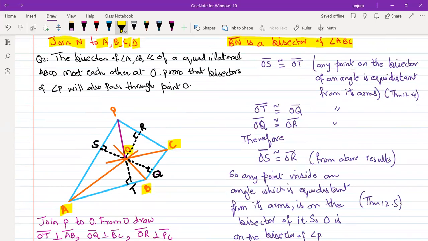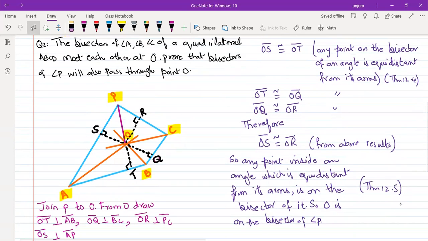These are the three bisectors. We have to prove that the bisector of the fourth angle, P, will also pass through the point O. For that purpose, what we will do is, initially, we have drawn the bisectors of angle A, angle B, and angle C, and they are all passing through the point O.